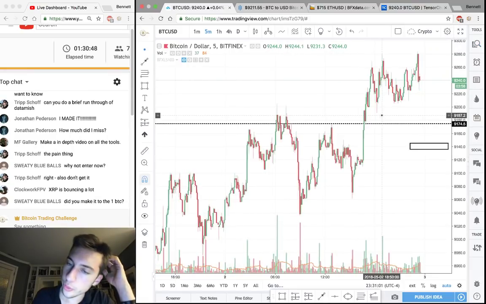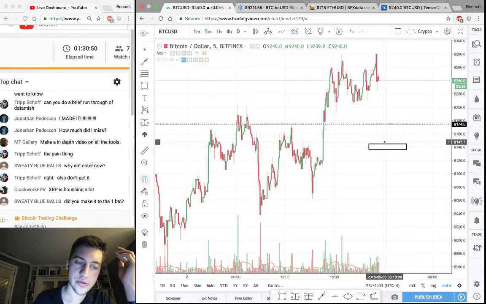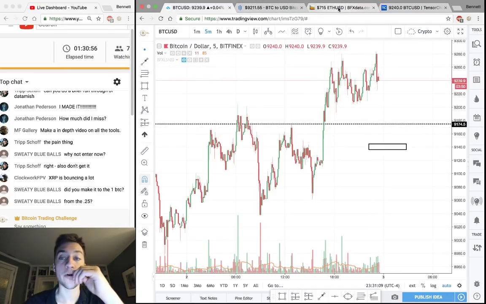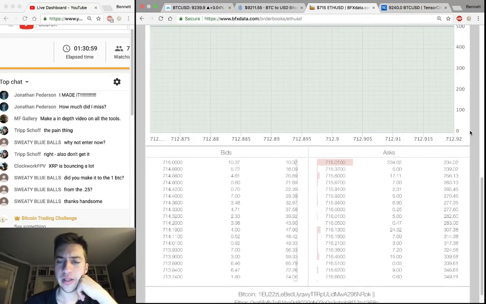But back to the important one here. My confluence zones haven't been hit yet, and Ethereum I'm still looking out for to crawl downward. But let's take a look at the supply and demand.